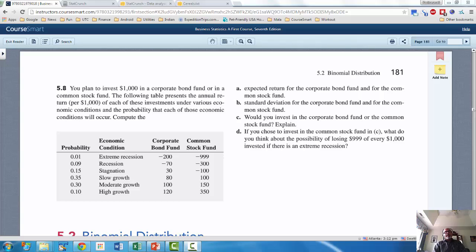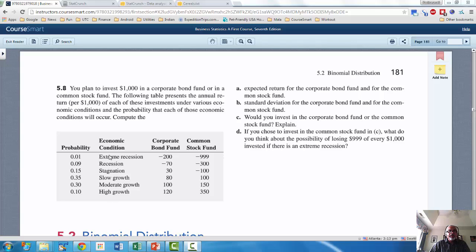The numerical example for discrete probability distribution that we're going to use is problem number 5.8. Here, you plan to invest $1,000 in a corporate bond fund or in a common stock fund. So you have a bond fund and a stock fund. The following table represents the annual return under several conditions, the economic conditions.